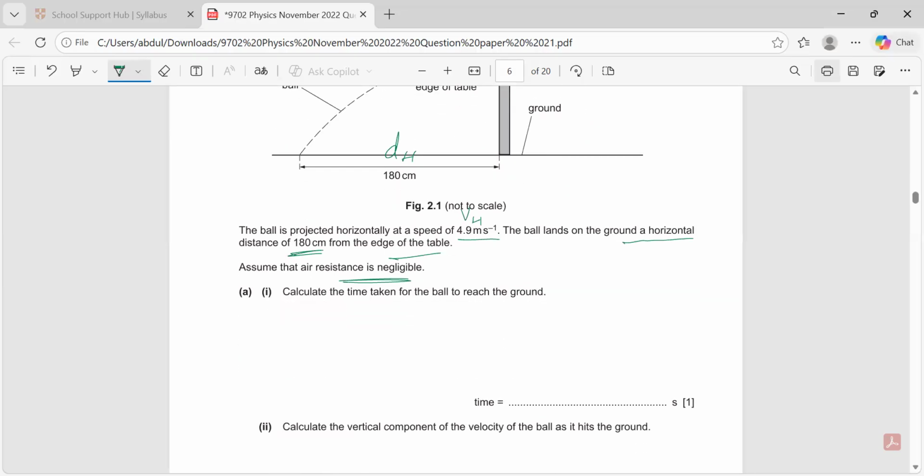Air resistance is negligible. Calculate the time taken for the ball to reach the ground. Very simple. Speed is equal to distance over time. Now, time will be equal to distance along the horizontal over the speed along the horizontal. So what can we write? The answer will be equal to, as we place the values, we get the answer.